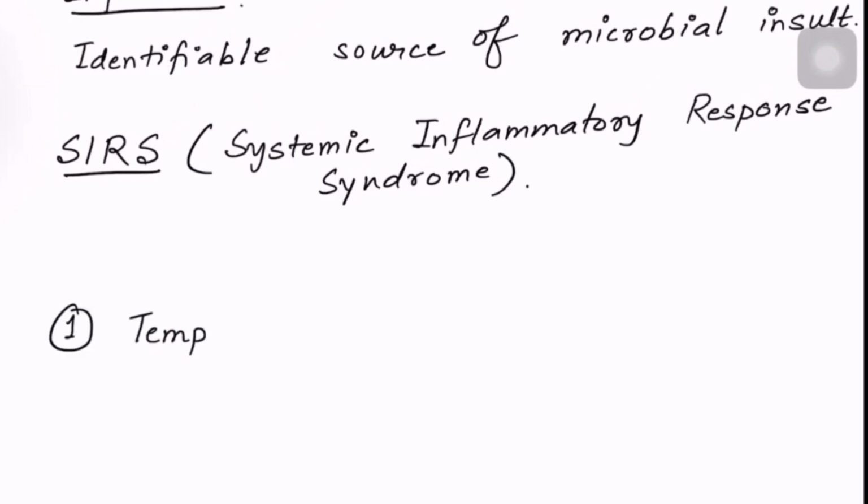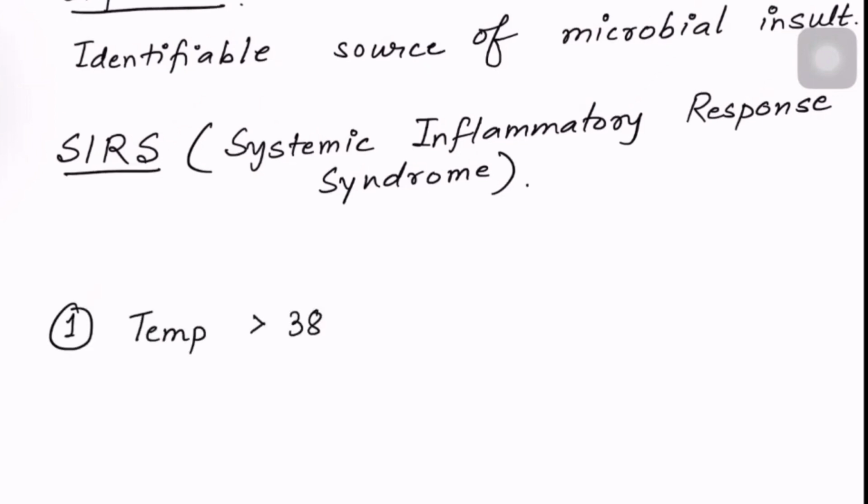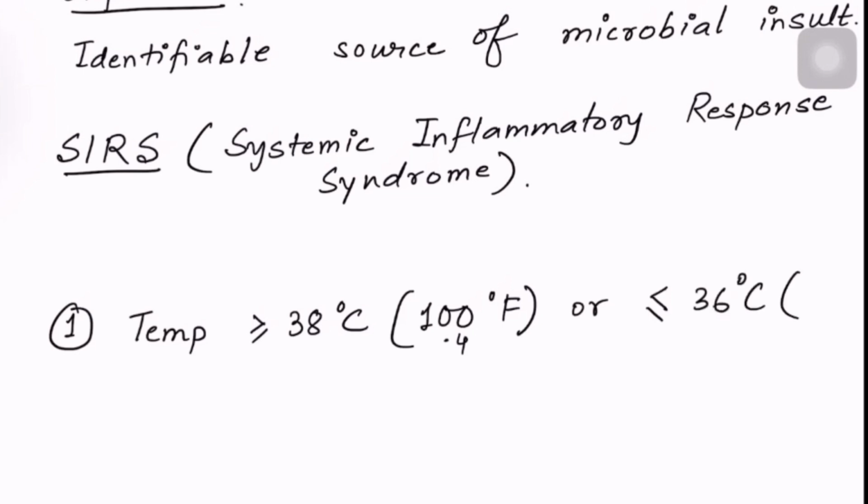So basically, there are 4 criteria. If 2 or more criteria are fulfilled out of these 4, then we say it is SIRS. Criteria number 1, when temperature is more than 38 degrees centigrade or less than 36 degrees centigrade. In terms of Fahrenheit, you can say it as 100 degree Fahrenheit or 96 degree Fahrenheit.